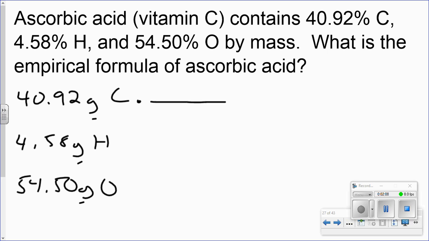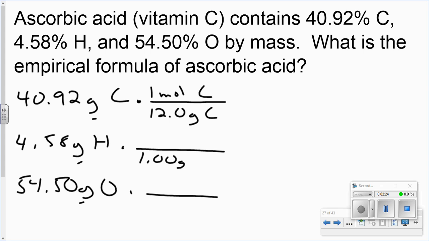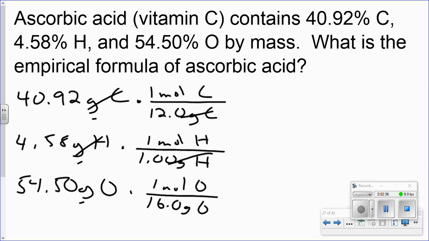So let's do that. Let's set up our dot lines on each one, and we're going to convert each of these three to moles. When we look at the molar mass in the periodic table, it's 12.0 grams of carbon to 1 mole of carbon, 1.00 grams of hydrogen to 1 mole of hydrogen, and 16.0 grams of oxygen to 1 mole of oxygen. So that cancels all this out. When we do our math, 40.92 divided by 12 is equal to 3.41 moles of carbon. This is just the same number, 4.58 moles of hydrogen, and 54.50 divided by 16 gives us 3.41.